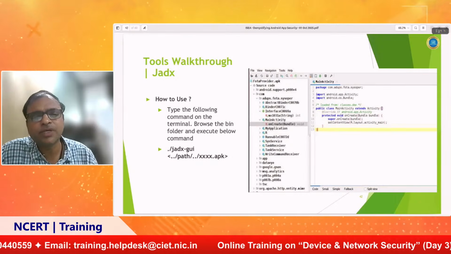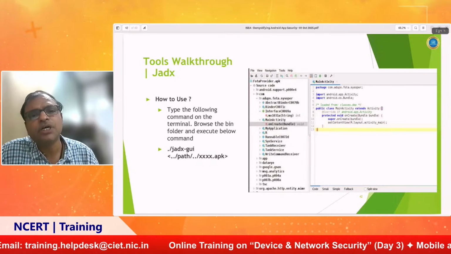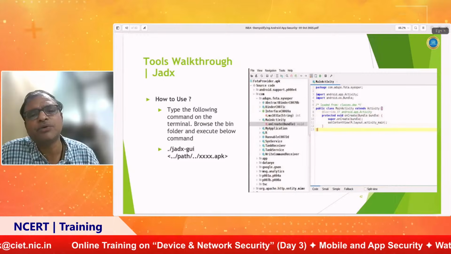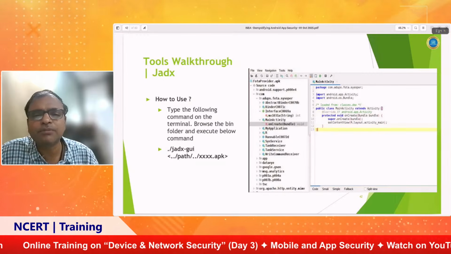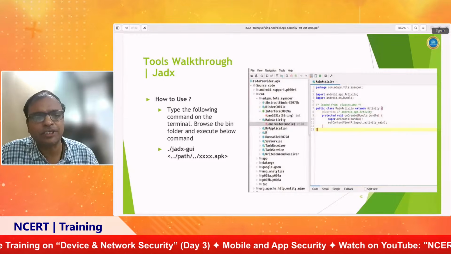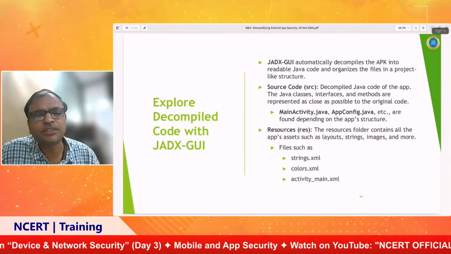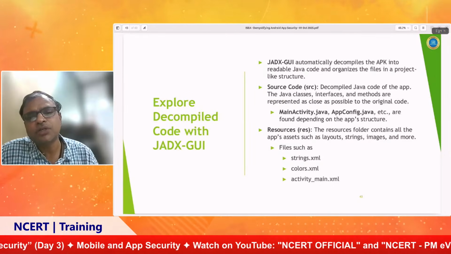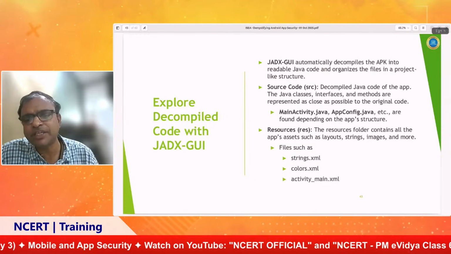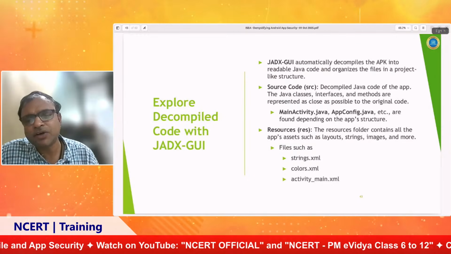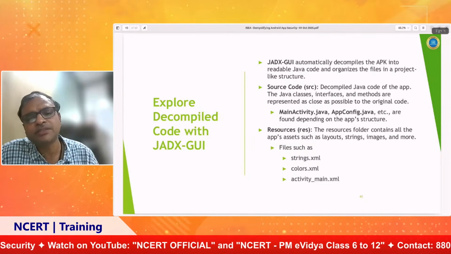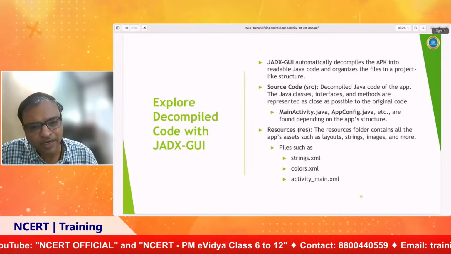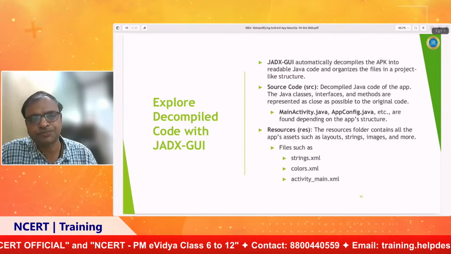You can search for the keyword which you want to search in the source code from the navigation menu items, and go to the particular source code line and analyze accordingly. JADX is a decompilation tool for the APK. It analyzes the source code. It also has the main activity Java or app config Java, etc., depending on the app structure. The file structure could be strings.xml, colors.xml, activity main XML. These are the file structures that one can get out after the decompilation process.